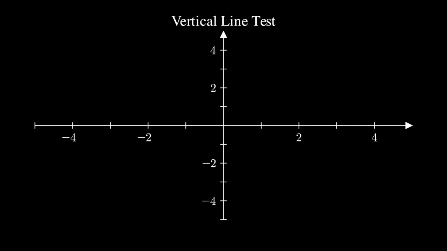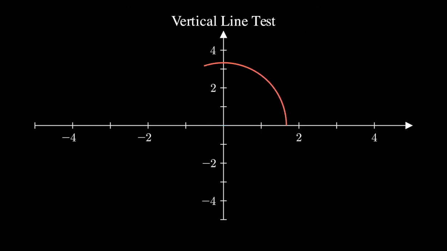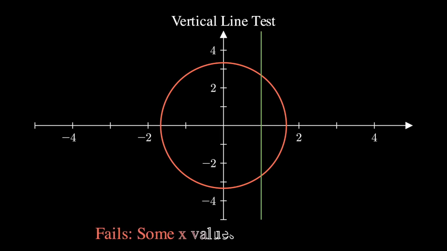How can we determine if something on a graph is a function? Well, this is where the vertical line test comes in, where we draw a line on the graph to determine if something is a function or not. Take this parabola for example. It passes as each value of x only has one corresponding y value. On the other hand, the circle fails the vertical line test, as there are multiple corresponding y values for one value of x, which is not what we want for a function.